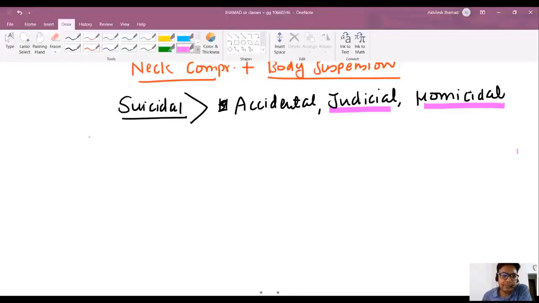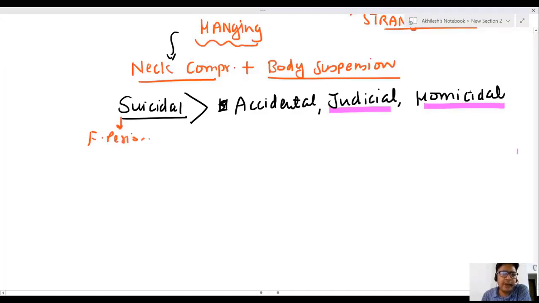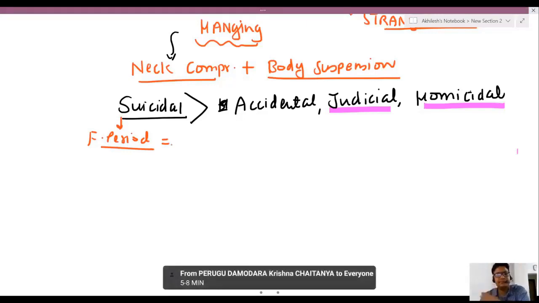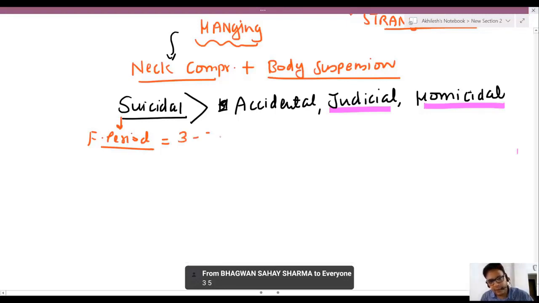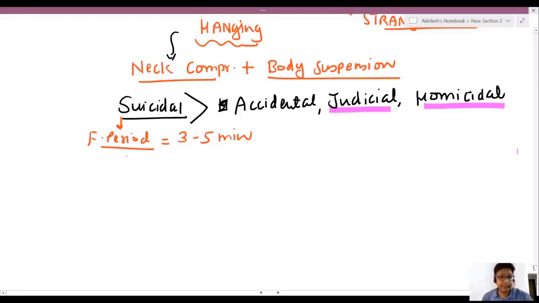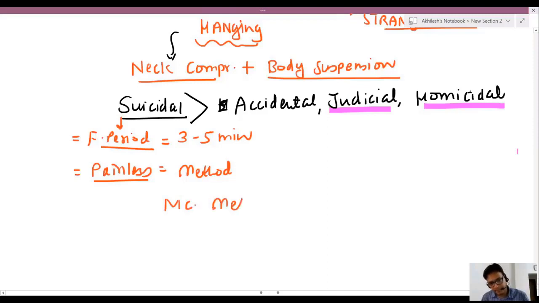Why is it most common? What was the fatal period in drowning? 5 to 8 minutes. In suicidal hanging, the fatal period is 3 to 5 minutes, very less. And it is an almost painless method, no pain. So suicidal hanging is very common because it's a painless method. The most common method of suicide in India is hanging.